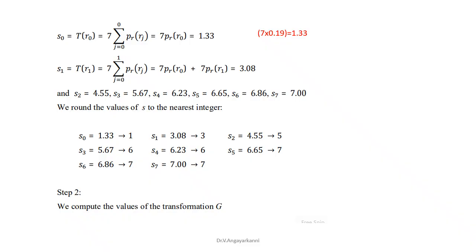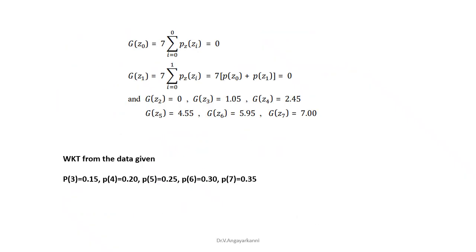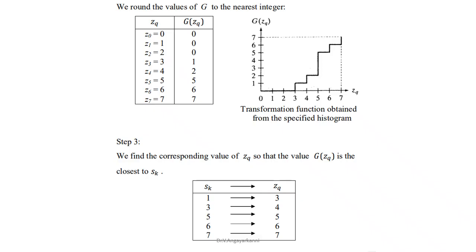7 into 0.19, we got 1.33. 7 into 1.19 plus 7 into 0.25 is 3.08. So next step, we have to calculate the capital G. Same way as we did in the earlier step, we are using those rounded values and then calculating it. Then we know from the data given, P of 3 is equal to 0.15, 4 is 0.20, 5 is 0.25, 6 is 0.30, 7 is 0.35. Using those values, the transformation function obtained from the specified histogram is drawn.